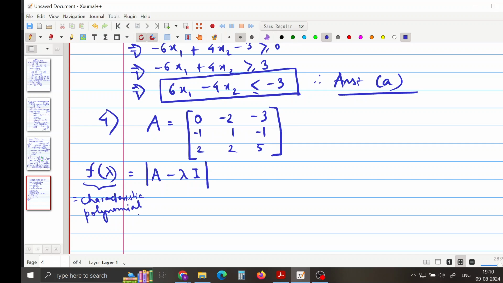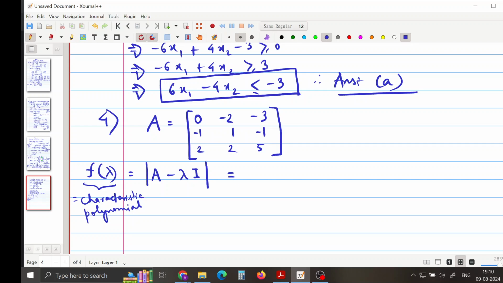At most this polynomial will have degree 3 because A is 3 by 3, and determinant is defined only for square matrices. In this case it's a square matrix, 3 by 3, so determinant makes sense. And in general, if it's an n cross n matrix, the determinant of A minus lambda I gives you a polynomial of degree at most n. So this is called the characteristic polynomial.